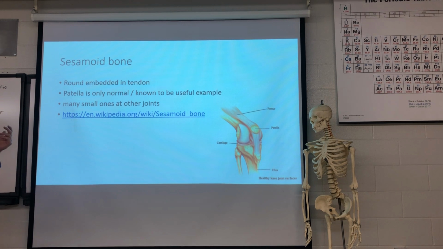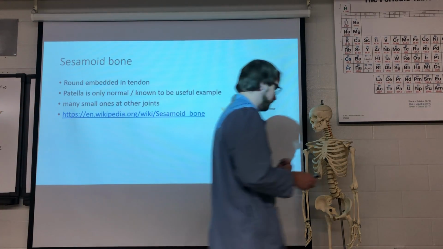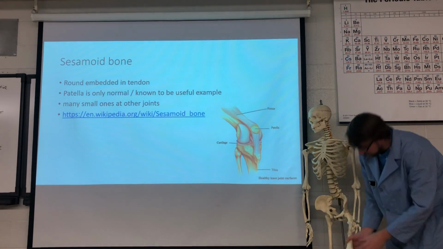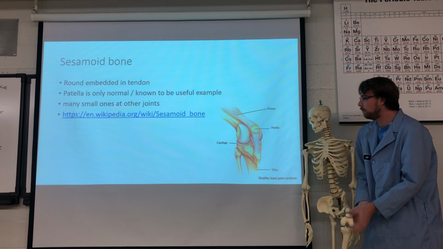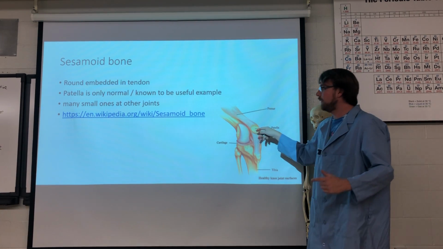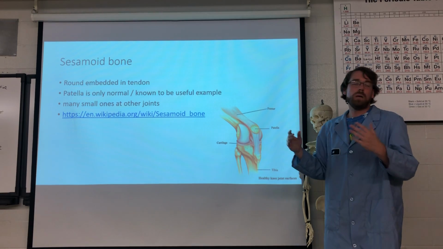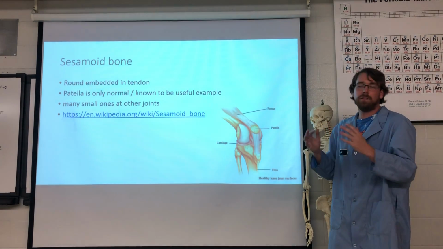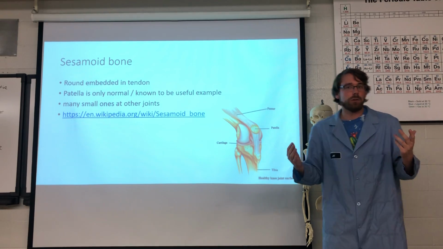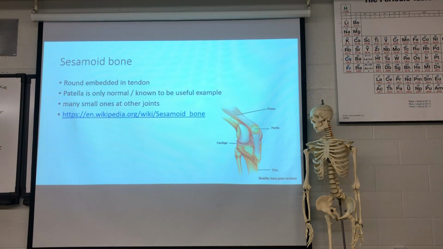Speaking of sesamoid bones. So sesamoid bones are rounded and they're embedded in a tendon. You have two noteworthy sesamoid bones. Your kneecaps, your patella, are sesamoid bones. These bones are embedded within tendon. You have many other small ones in other joints. It varies based upon your individual genetics.